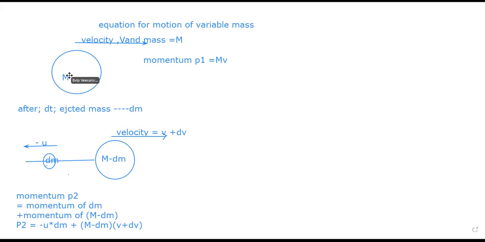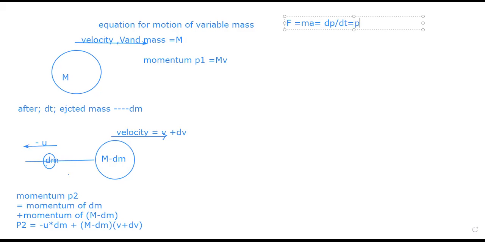So when an external force is acting here, then an amount of the mass has come out here. Now we are going to write the magnitude of the external force according to Newton's second law. So external force F equals MA according to Newton's second law, and this is also written as dP by dt, that is the change in momentum per unit time.